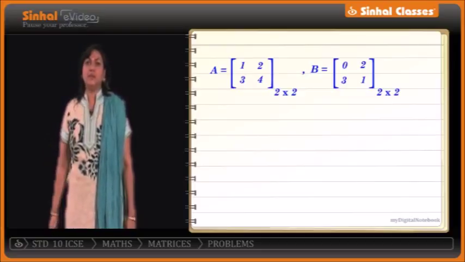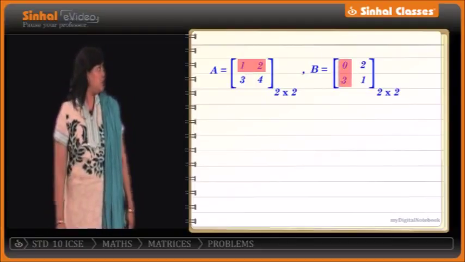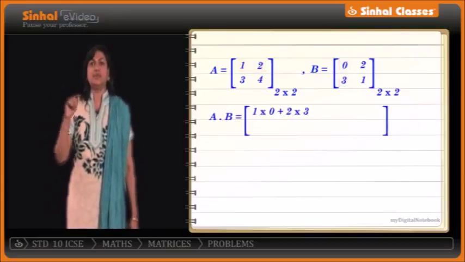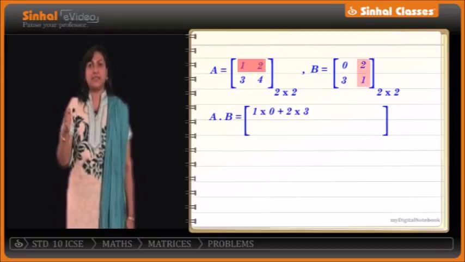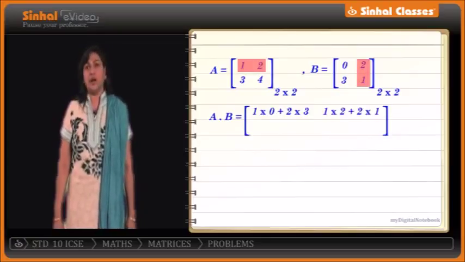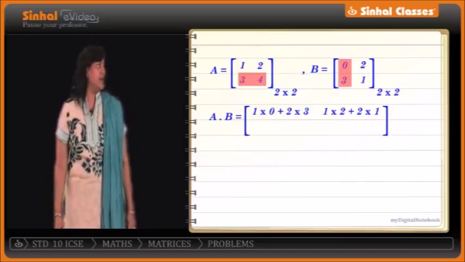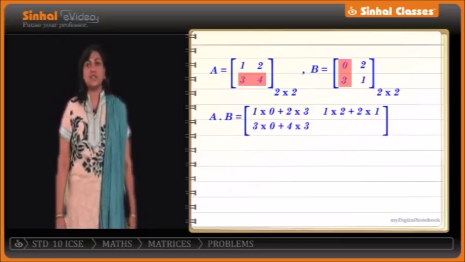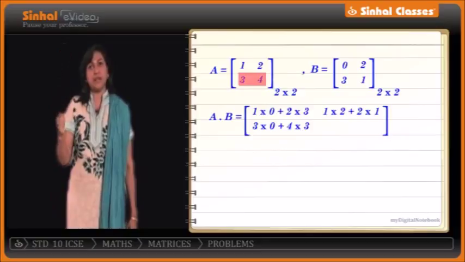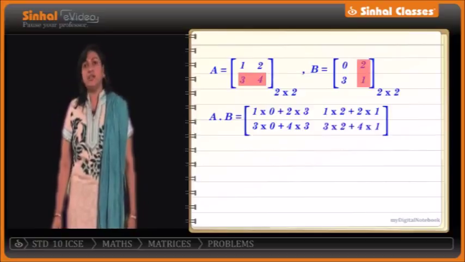The first element will be obtained as first row into first column. We get 1 into 0 plus 2 into 3. For the second element, we take the first row multiplied by the second column. We get 1 into 2 plus 2 into 1. Third element, second row, first column. We get 3 into 0 plus 4 into 3. The fourth element, second row, multiplied by the second column. We get 3 into 2 plus 4 into 1.